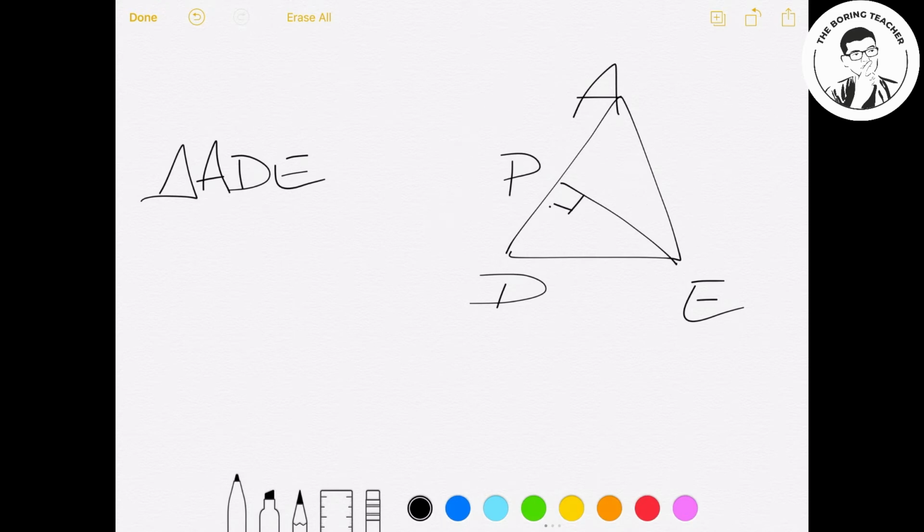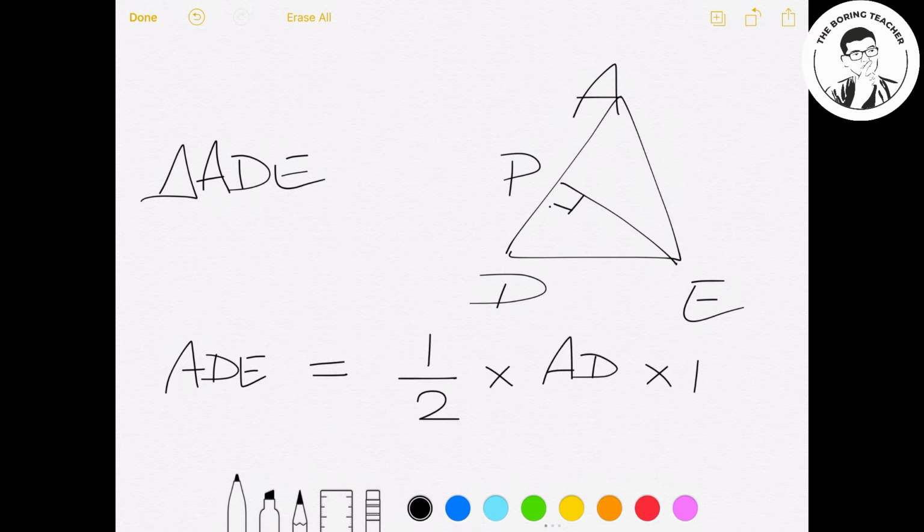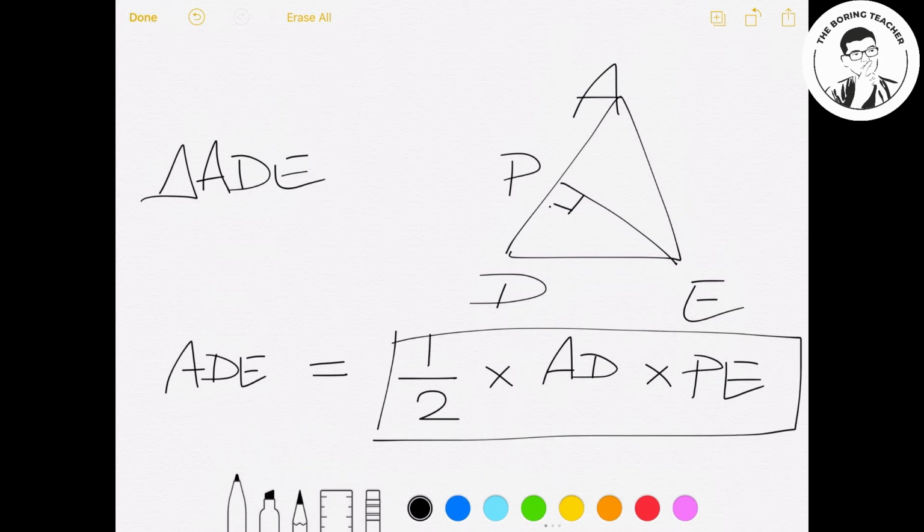For finding the area of a triangle, if you write the formula, the area of triangle ADE will be equal to half multiplied by the base multiplied by the height. Let us keep this in mind, half into AD into PE. Let us take the second triangle.